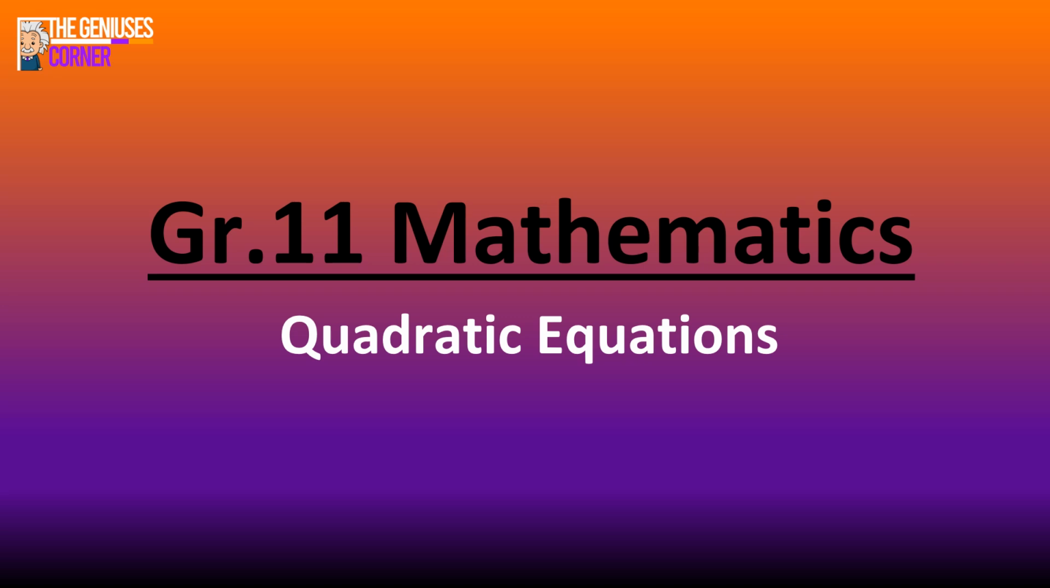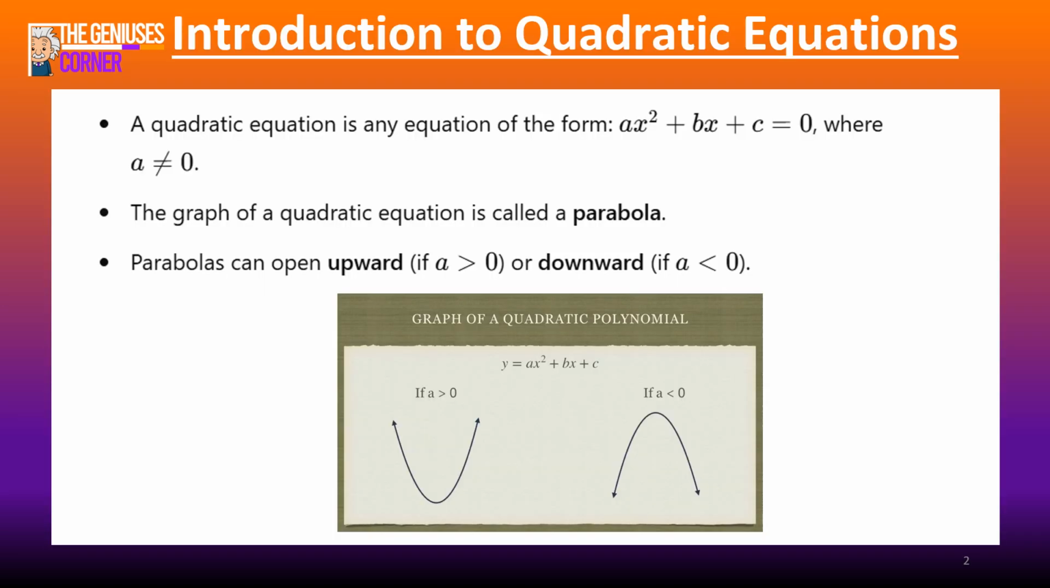Grade 11 Math Geniuses. Today we will be looking at quadratic equations. A quadratic equation is any equation that has the form ax² + bx + c = 0, where a does not equal 0. And a never equals 0 because then we would not have an x² value.